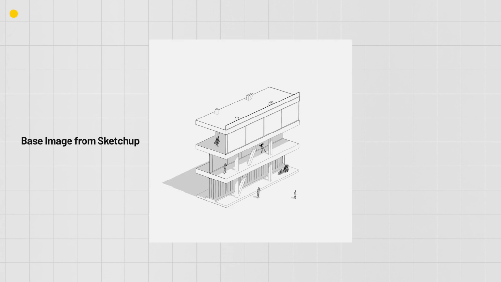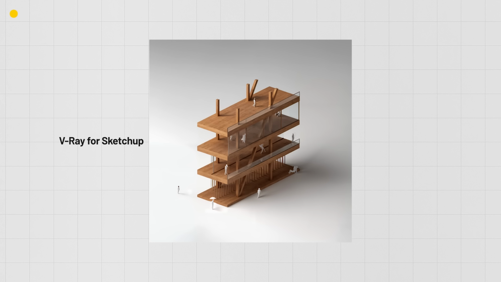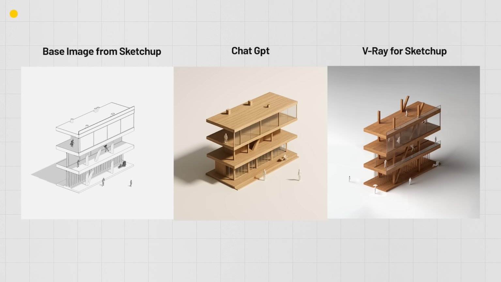Now, this is the base diagram I sent it, this was the result, and this was an actual render I created in V-Ray in SketchUp a while back. If we compare, the V-Ray result is still way better and more precise than the ChatGPT one, but it's incredible this came together in under a minute. It doesn't replace a full render by any means, but it shows just how much faster the ideation stage can become.